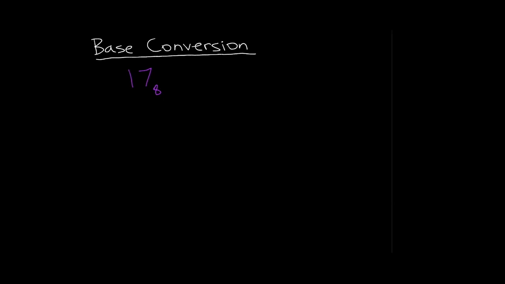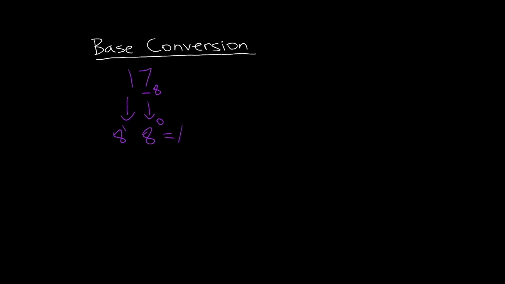But back to this example, we have 17 base 8, and what we know then is, just like all the bases we've been working with, the first place is 8 to the 0. The second place is 8 to the first, right? This is just like what we did with base 5 and base 10. So let's look at that then. 8 to the 0 equals 1.